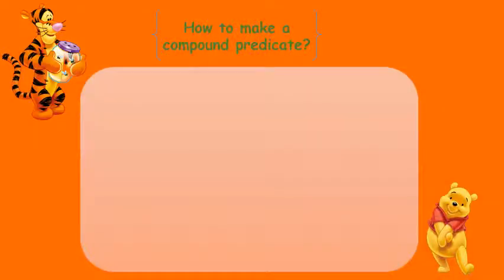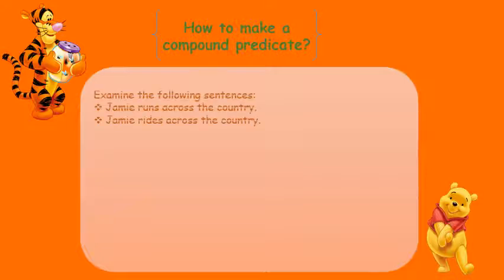How to make a compound predicate. Now it's turn to make a compound predicate. Let's see what examples we have here. Jamie runs across the country. Jamie rides across the country. In the first sentence, Jamie runs. The predicate here runs. Okay, the complete predicate runs across the country. In the second sentence, he rides across the country. So I have two different actions. Here, I have to join them to make one compound predicate.